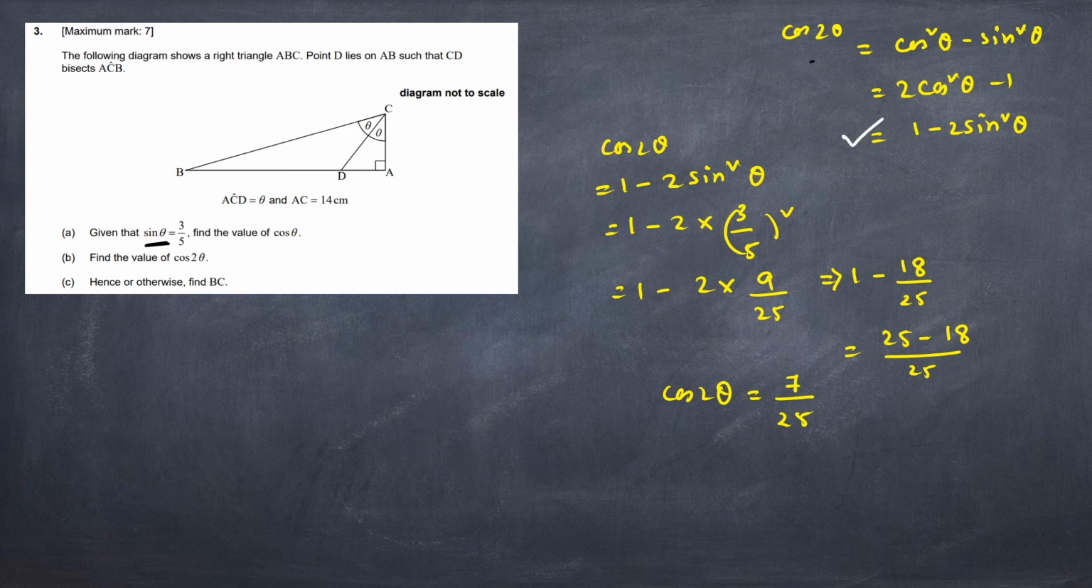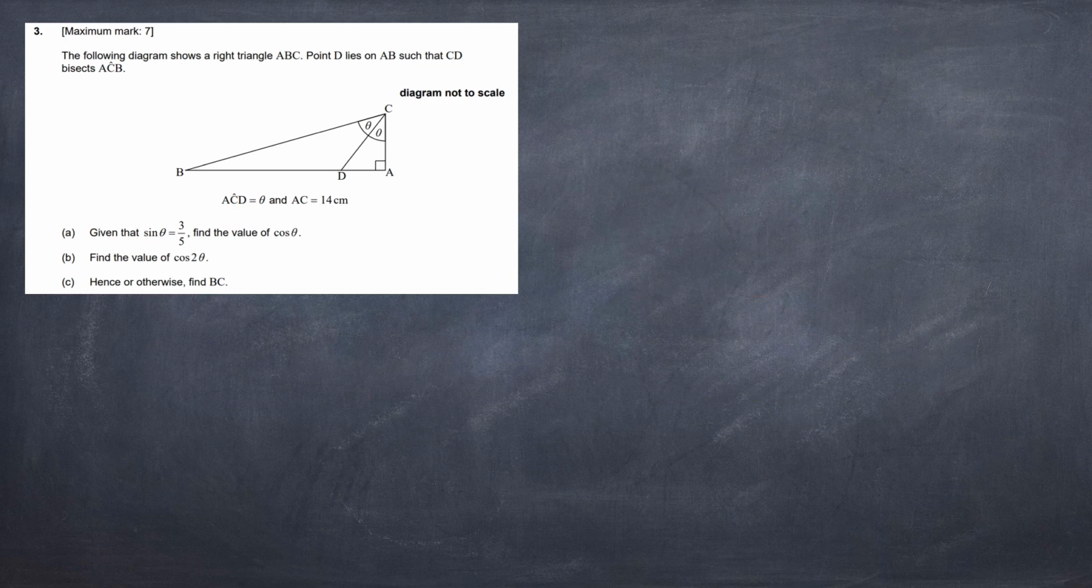Now the third problem. For this third problem we need the image. Okay, so let's start the third problem. Here it is written, hence or otherwise find BC. So we need to find out the length of BC. AC is given, as you can see, it is 14 centimeter. We need to find out BC. So from here to here, this is the length we need to find out.